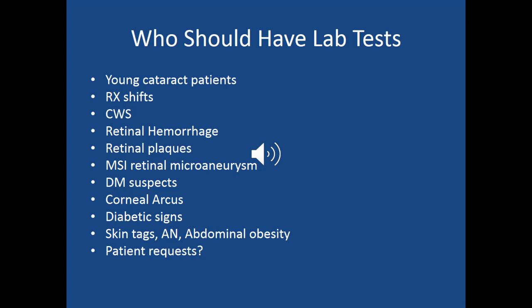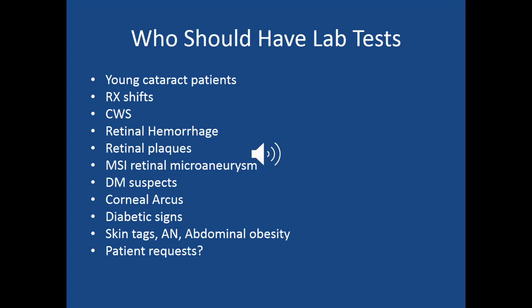First is any cataract patient that's young, obviously, should have a lab test because we're concerned that they may be diabetic. People who have RX shifts, especially in the myopic direction, we were taught in school that that's typically diabetic. I find in clinical practice it's more of a hyperopic shift. So if you have a big RX shift, either way, I would consider doing a lab test.